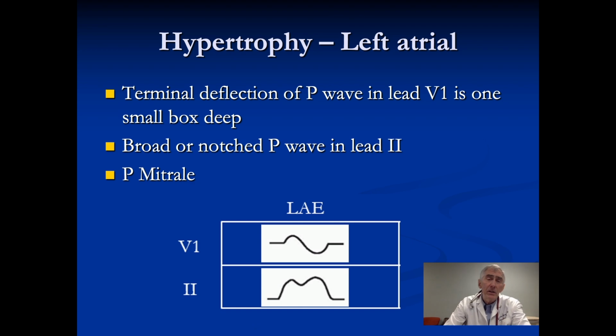So when we look at the atrium, we look at the P wave, and the P wave with left atrial enlargement is going to be long, 3 millimeters wide, and in lead V1 or in lead 2 it's more easily seen to be 3 millimeters wide. We call this P mitrale or left atrial enlargement. It should be 1 millimeter wide and 1 millimeter deep in lead V1.